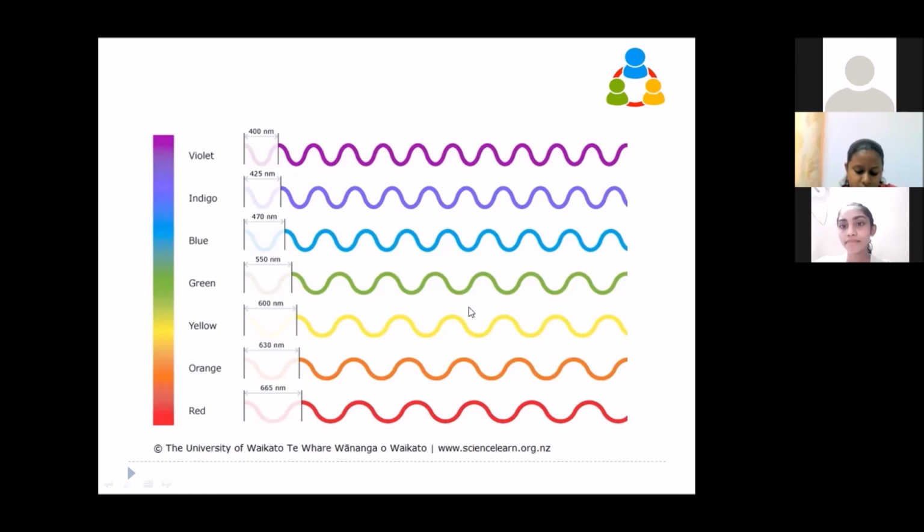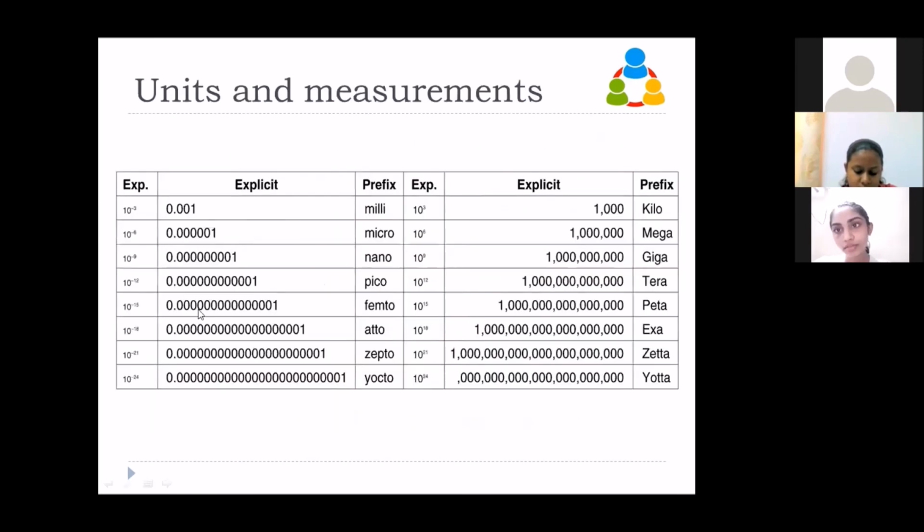Okay, we stop there. If at all you get nano and all I have used, if you want to get an idea, you can just look. Nano is 10 raised to minus 9, micro is 10 raised to minus 6. These are the words which we use to represent extremely large and extremely small numbers.